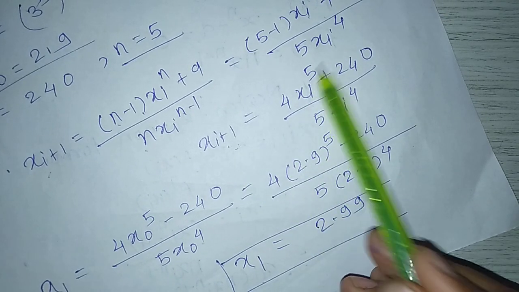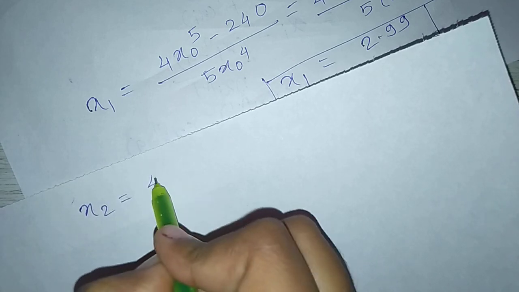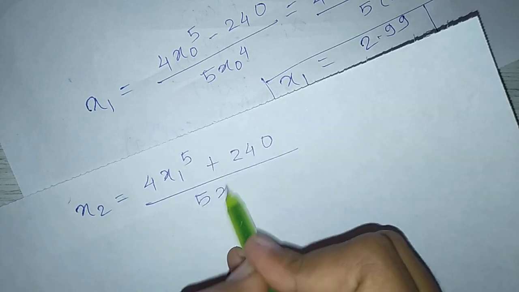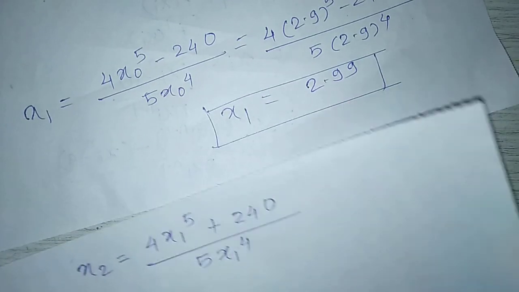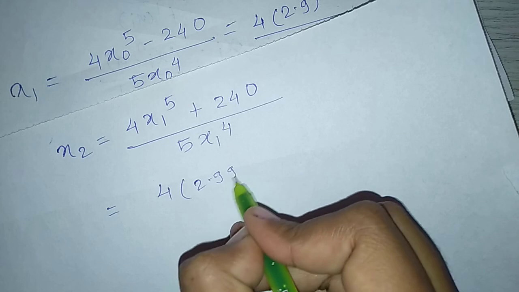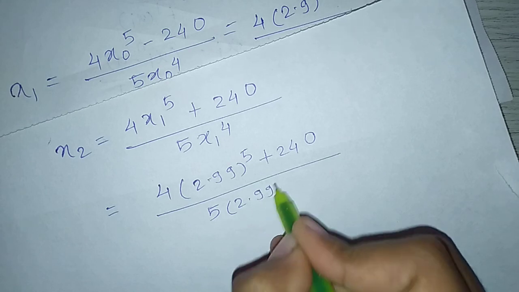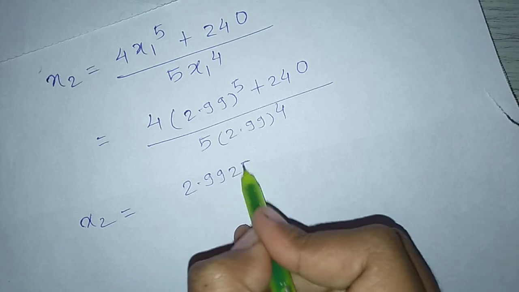Now find x2 by putting i equal to 1 in this formula. We get x2 equal to (4 x1^5 plus 240) upon 5 x1^4. Here x1 is 2.99, so x2 equals (4 into 2.99^5 plus 240) upon 5 into 2.99^4. After solving this, we get x2 equal to 2.9925.